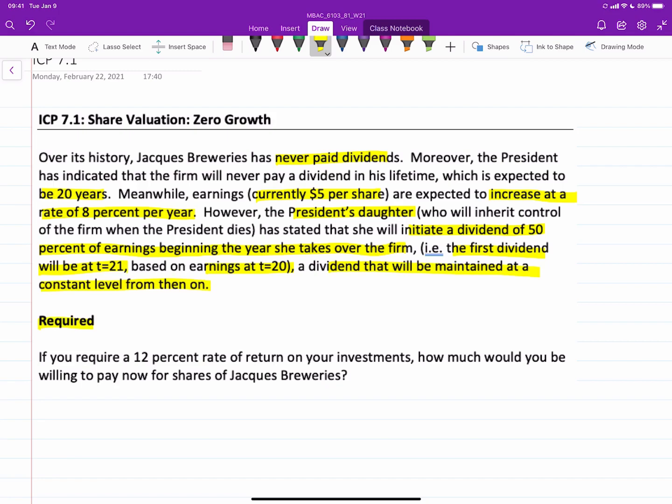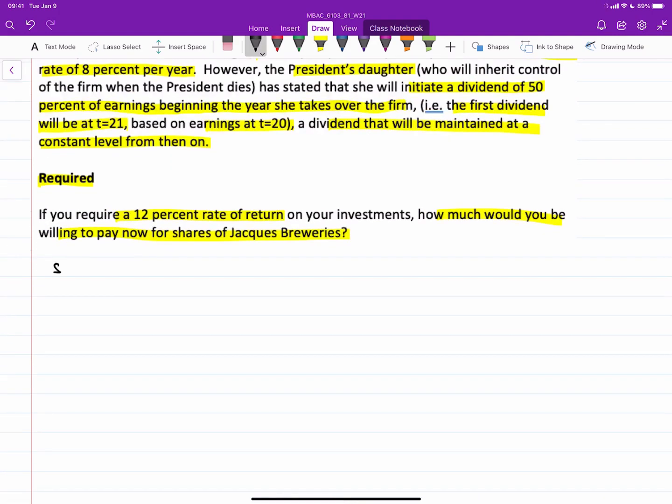A requirement is, assuming a 12% rate of return, how much would you be willing to pay for a share of the company now? So I'll break this down into a couple of steps. The first step is essentially going to be to project the EPS 20 years from now. And when we're talking about 20 years from now, that's the future. So we're looking to determine what the future value is going to be.